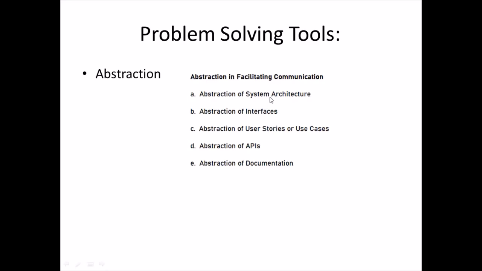Abstraction of the system architecture. When discussing, it helps simplify the communication by presenting high-level diagrams or models. This abstraction provides an overview of the system's structure, showing the major components, their interactions, and the flow of data or information. By abstracting away implementation details, team members can focus on understanding the system's architecture, how different components interact, without getting overwhelmed by unnecessary technical details.